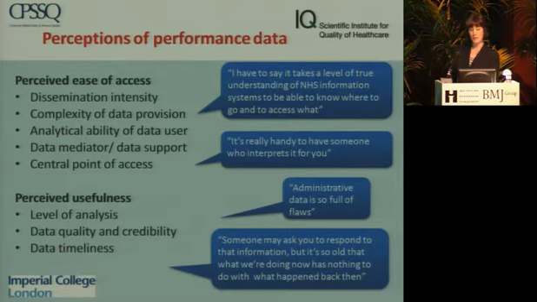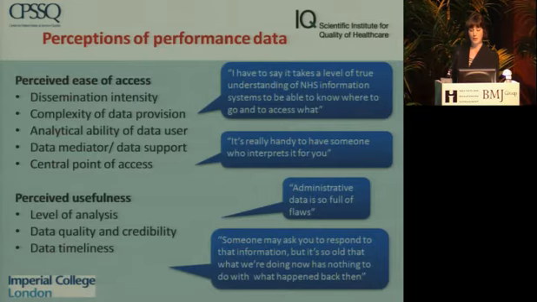Another barrier is the complexity of data provision, and especially the qualitative articles in the review often included comments from healthcare providers who said that data were presented to them in such a complex way that it took a lot of effort to understand what it was trying to tell them. Another problem was the analytical ability of data users, which led to problems in accessing data. So analytical ability is a real barrier or driver depending on where you are.